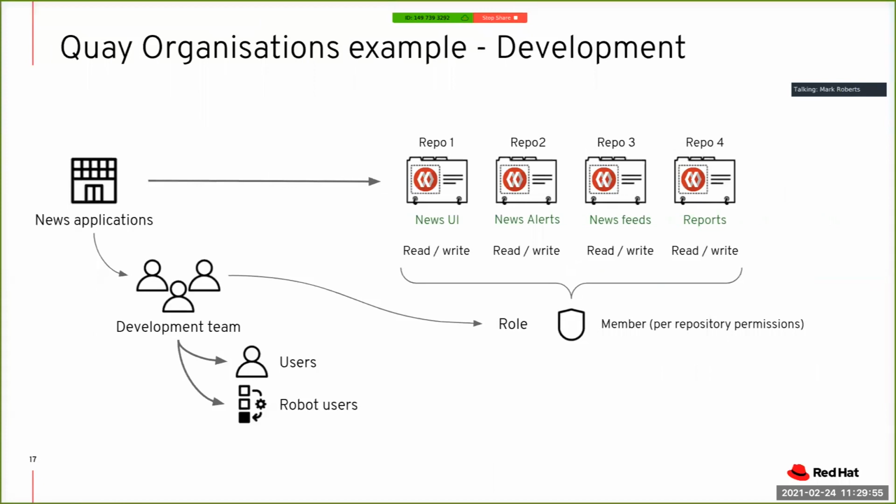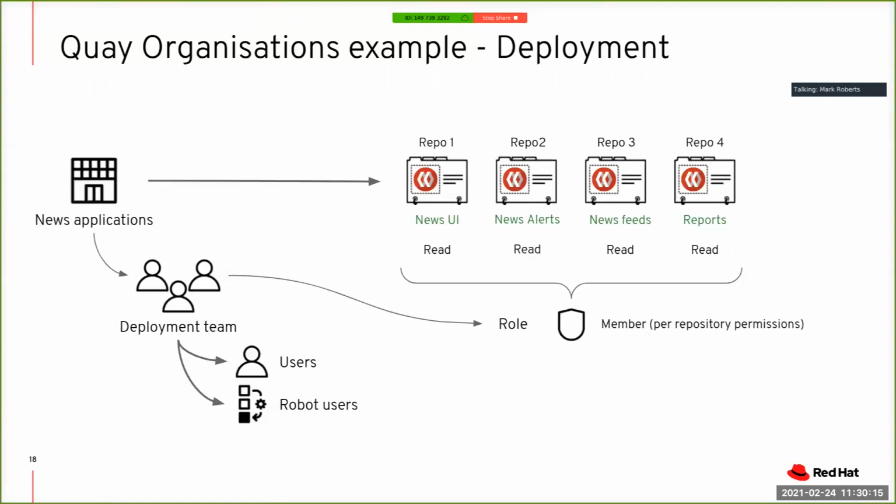But if we now move on to a development team, they have member-based per repository permissions, and we've allocated to our development team read and write permissions to all of our repositories there. So our UI, alerts, feeds, and reports have all been allocated read-write access.